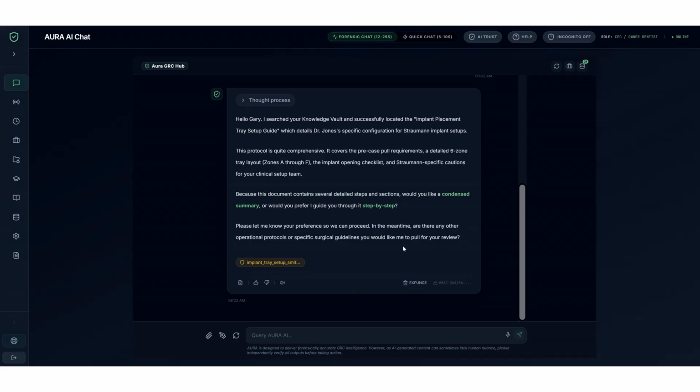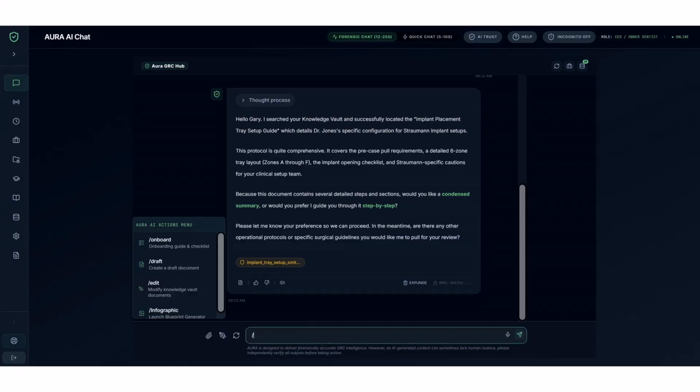In the meantime, are there any other operational protocols or specific surgical guidelines you'd like me to pull from your review? And it's also talking in the sentence above, because this document contains several detailed steps and sections, would you like a condensed summary or would you prefer I guide you through it step by step? So it can generate, obviously, a text output, but check this out.